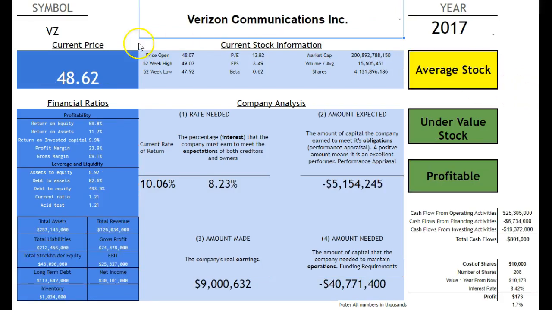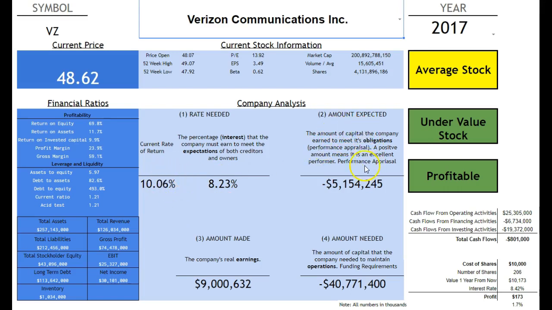Now Verizon currently has a price of $48, and I like Verizon. I think it's a good company. This is what I was talking about. You see how the current rate of return is 10%? Well, they only need to make 8%. So right there, that tells me it's a very good company. Not only does it meet our expectations, but it exceeded the expectations.